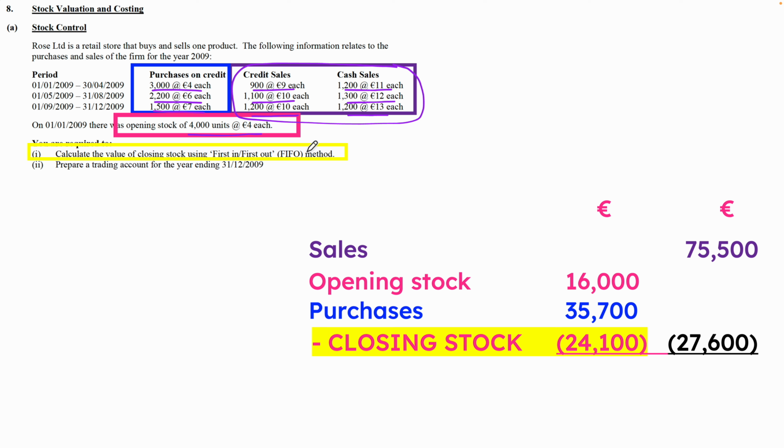Which is your closing stock, €24,100. That gives you a cost of sales then, so 16,000 plus 35,700 minus 24,100 gives you €27,600, allowing us to have a gross profit of €47,900. So that is part 2 done, and we've got all of part A done there as well.